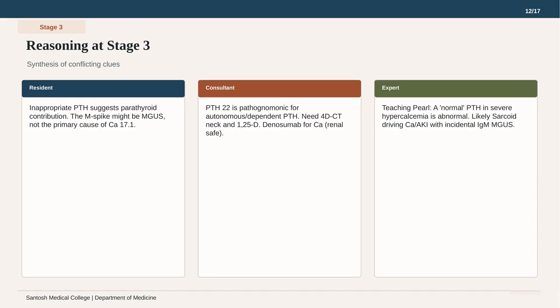However, the expert on the right delivers a vital teaching pearl. They emphasize that a numerically normal hormone level in the face of severe hypercalcemia is actually highly abnormal. They suspect sarcoidosis is driving the calcium and kidney injury, with the IgM clone being purely incidental. To settle this debate, we must look at the actual tissue samples.